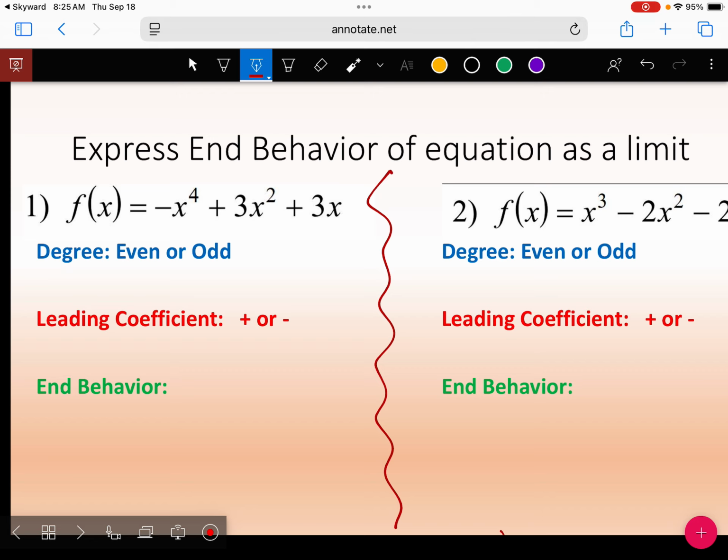And you can do some abbreviations. Usually I just put LC for leading coefficient, and I just put EB for end behavior.